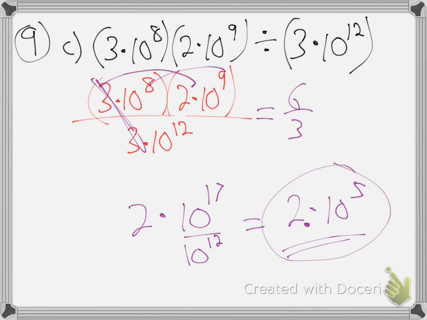Is that good on that? Just add the powers on the top, subtract the 1 on the bottom, multiply the out front numbers on the top, divide the out front number on the bottom.